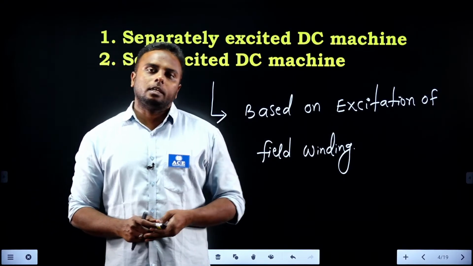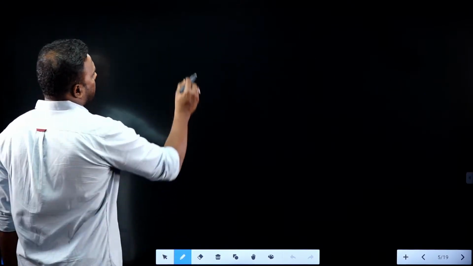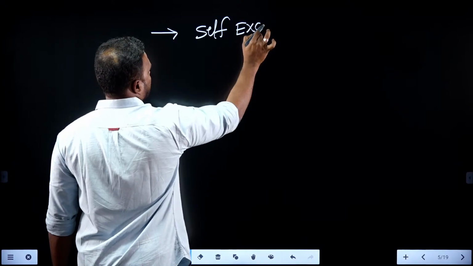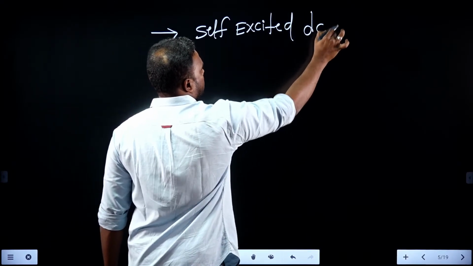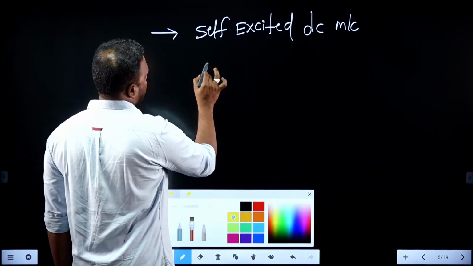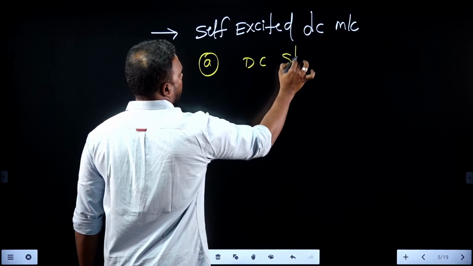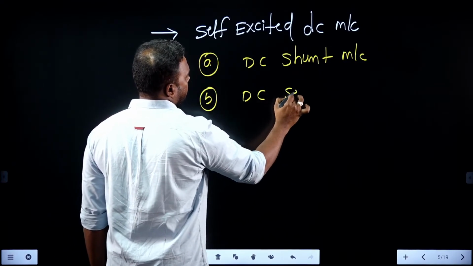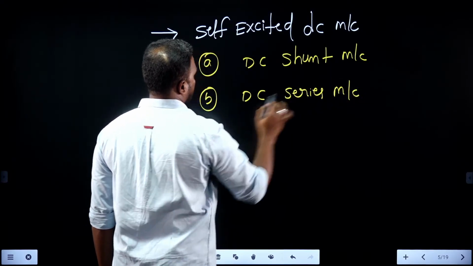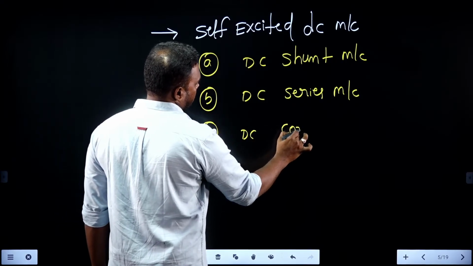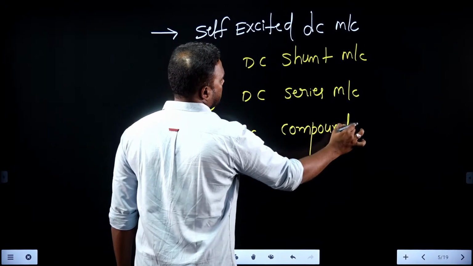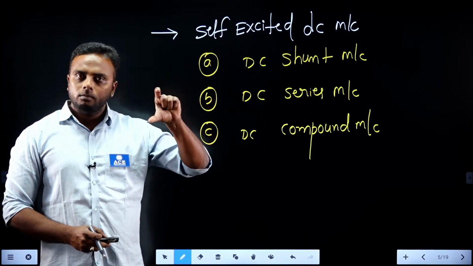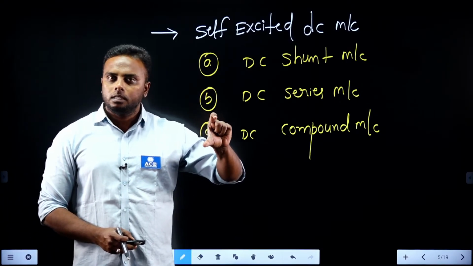In self-excited, again we have three types: DC shunt machine, DC series machine, and DC compound machine. Self-excited means the supply to the field winding is given from the same armature: whatever output voltage the DC generator gives, the same voltage is given back.